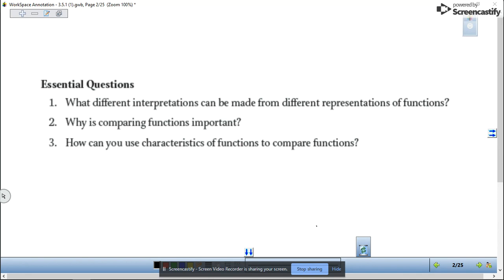Today's lesson 351 is all about comparing features of linear functions. We're going to focus on the y-intercept and slope, the average rate of change, given some different types of linear equations.